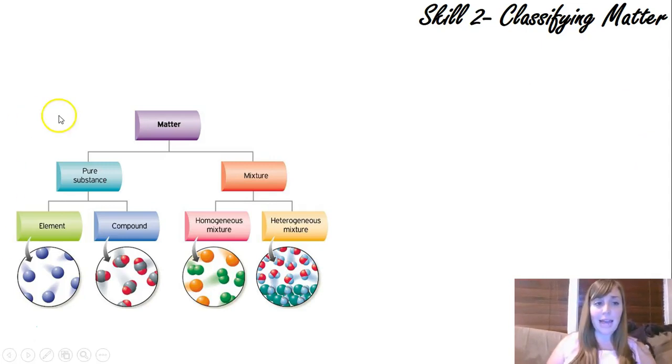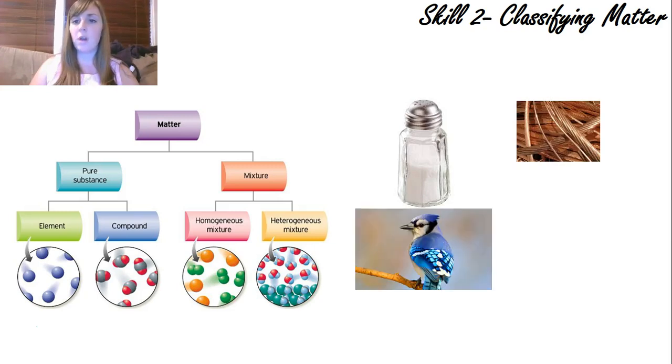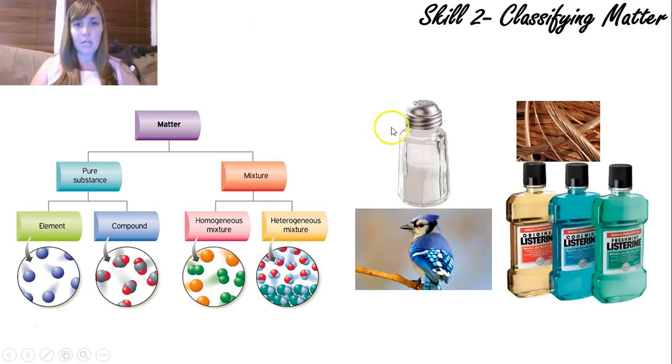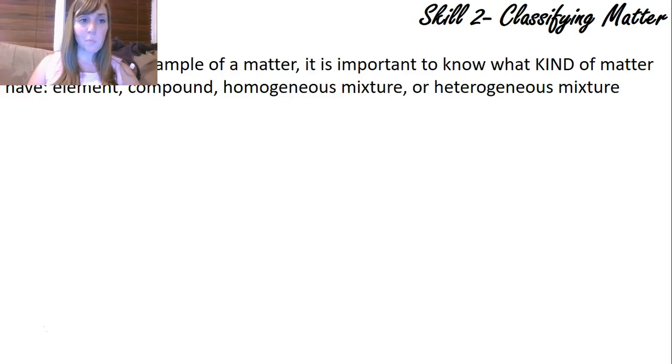So you got this diagram in the last set of notes, and you might be saying, hey, I already know how to use that diagram, I can identify, all good, but I'm going to give you some questions anyways. So would you know what type of matter these are? This is table salt in here, this is copper wire, this is a bird, I don't know what kind, blue jay maybe, and this is Listerine. So let's go over the questions you can ask yourselves, and at the end we're going to come back to these and see if you are right to identify what type of matter each one is.